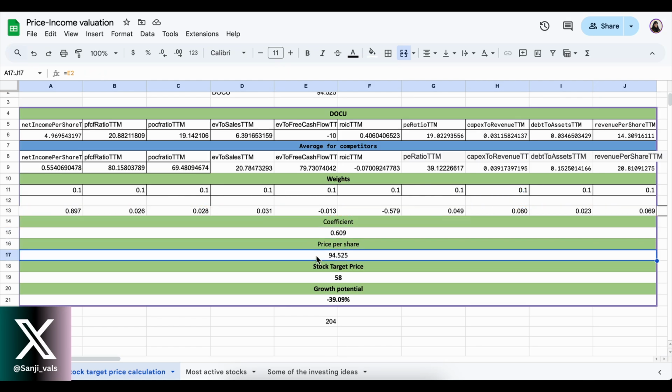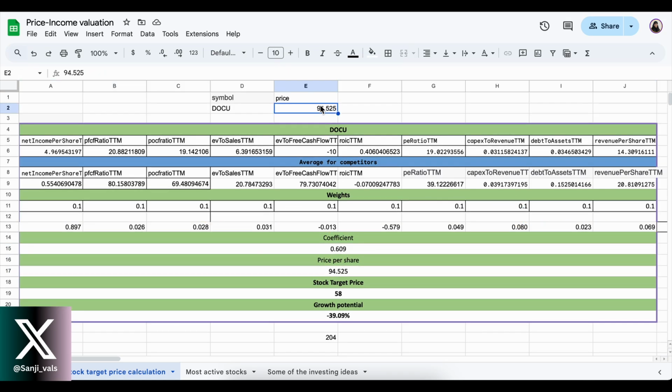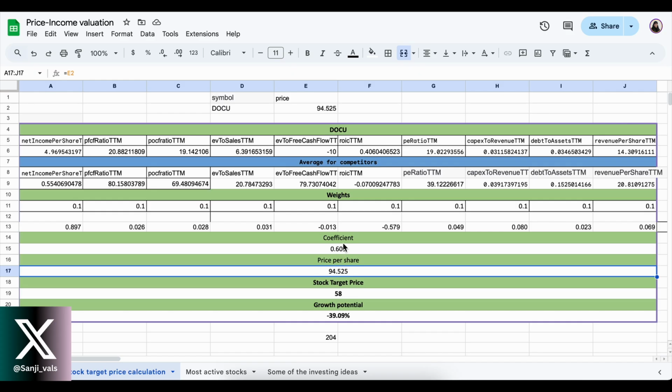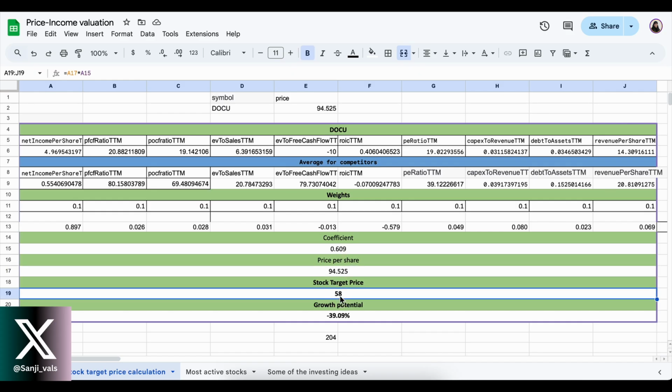The next step would be to extract the current share price. Again, I'm using the formula FMP real-time price and then take the stock ticker. And the real-time stock price is 94.52. I multiply this number by the coefficient and I get the stock target price of 58, which means that the stock has 39% decline potential based on the price income model. I'm not using the DCF valuation model right now. Why, I will explain a little bit later in the last section of our video.